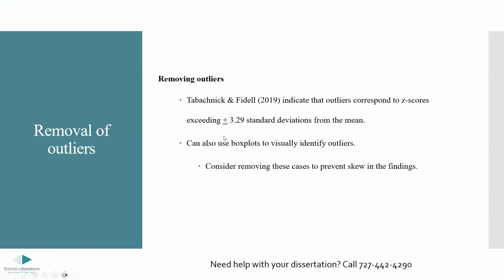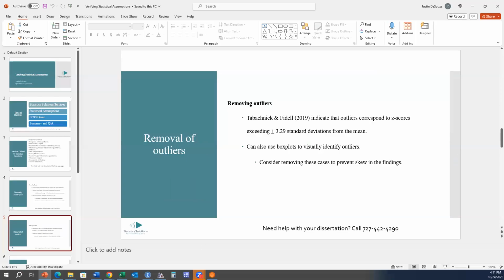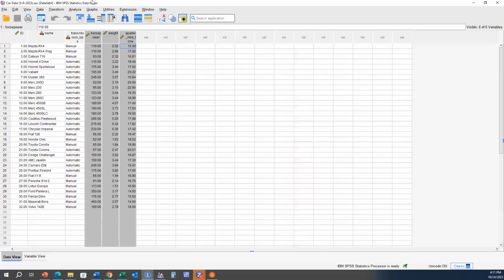Next, we can look at outliers. Okay, so how do you check for outliers? You can use box plots. That's one method. I tend to use z-scores. I follow this citation here to Bachnik and Fidel. They say to standardize your scores, meaning convert them to z-scores, and any values exceeding 3.29 or lower than negative 3.29 are considered outliers. So really easy to do this in SPSS.